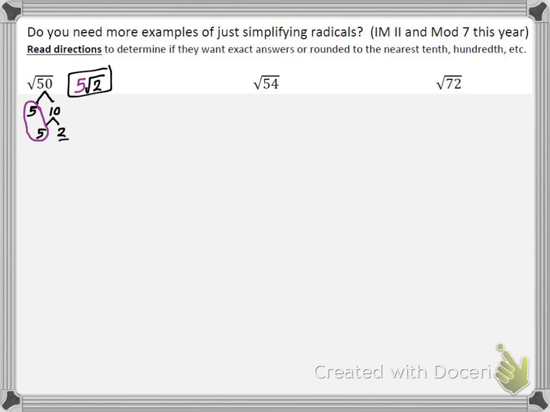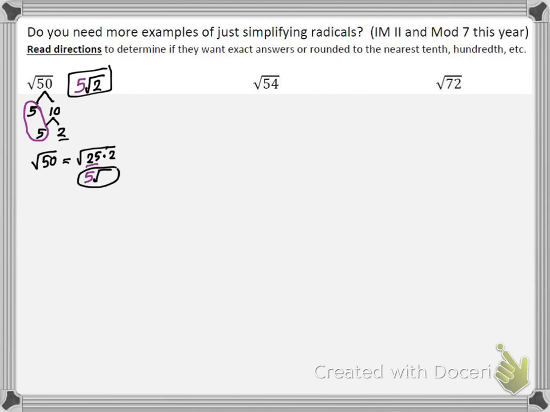Another way to do the same problem is to say square root of 50 is equal to, square number that goes into it is 25, so 25 times 2. Since I know that the square root of 25 is 5, I can put the 5 outside. There's no perfect square root of 2. It's a crazy decimal. We can go another way to get the same answer. Let's look at our next example.